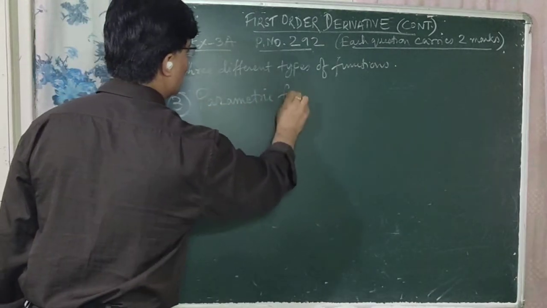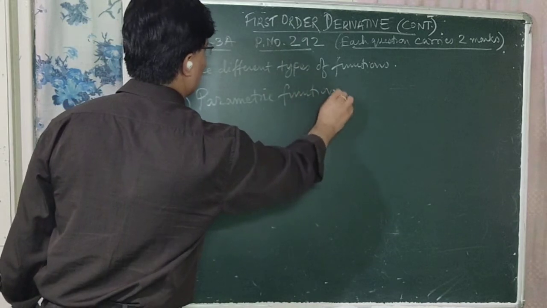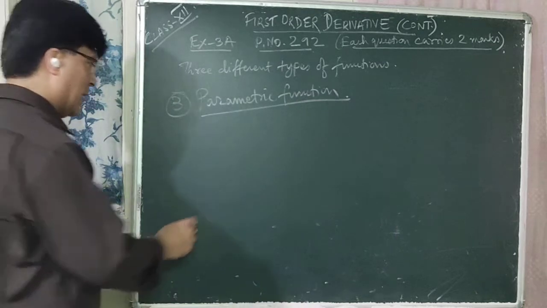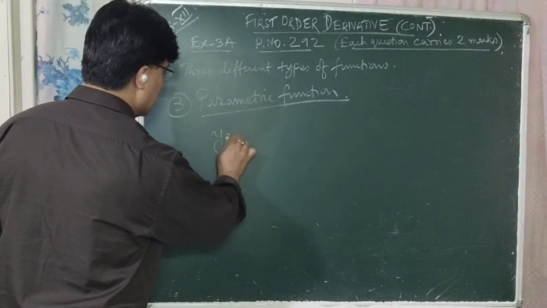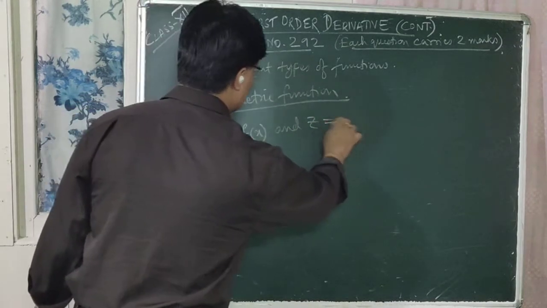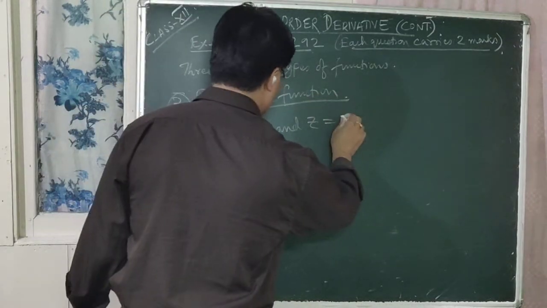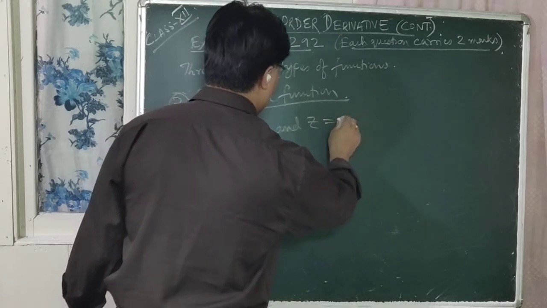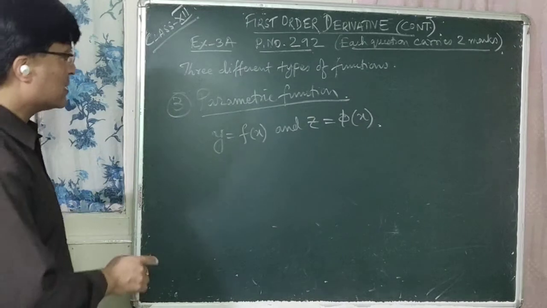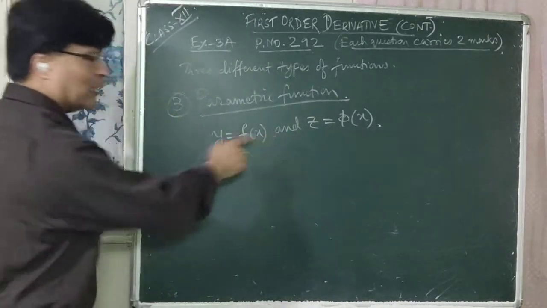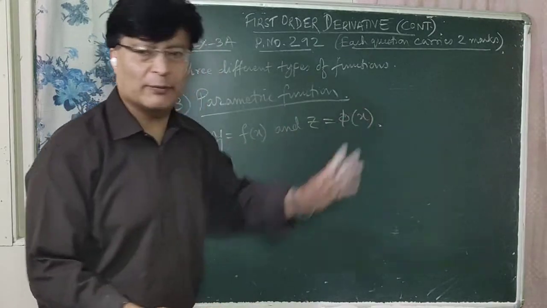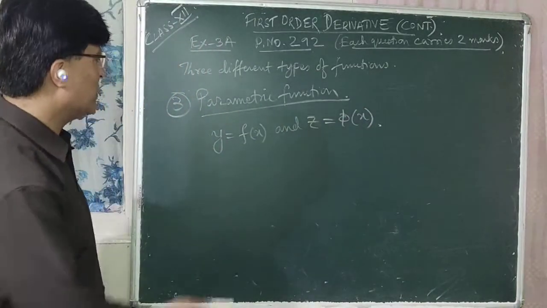Parametric function. So what type of function is known as parametric function? Suppose we have y is equal to f of x and z is equal to, let us say, phi of x. In this case y and z are the two variables and they are expressed in terms of a third variable x. So usually we take x and y as the variables.